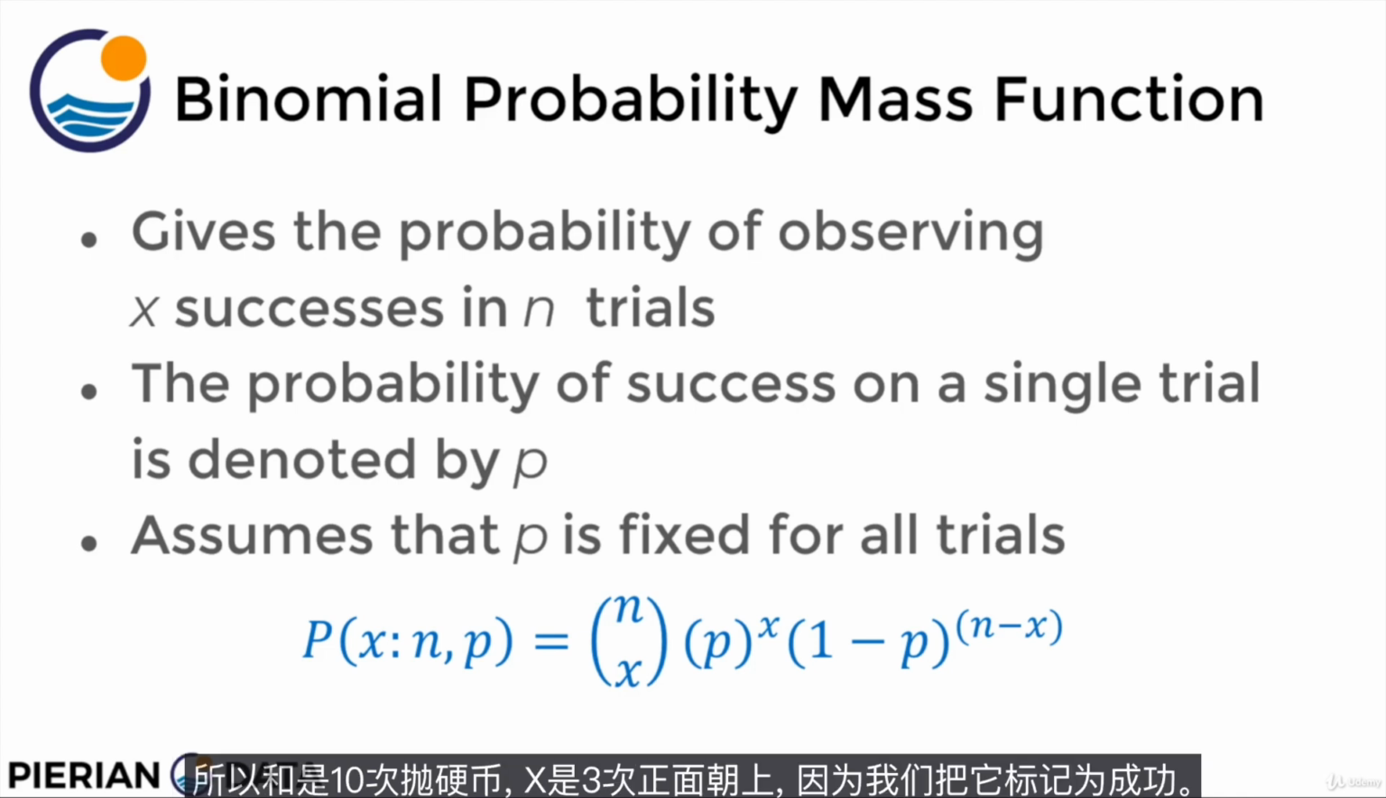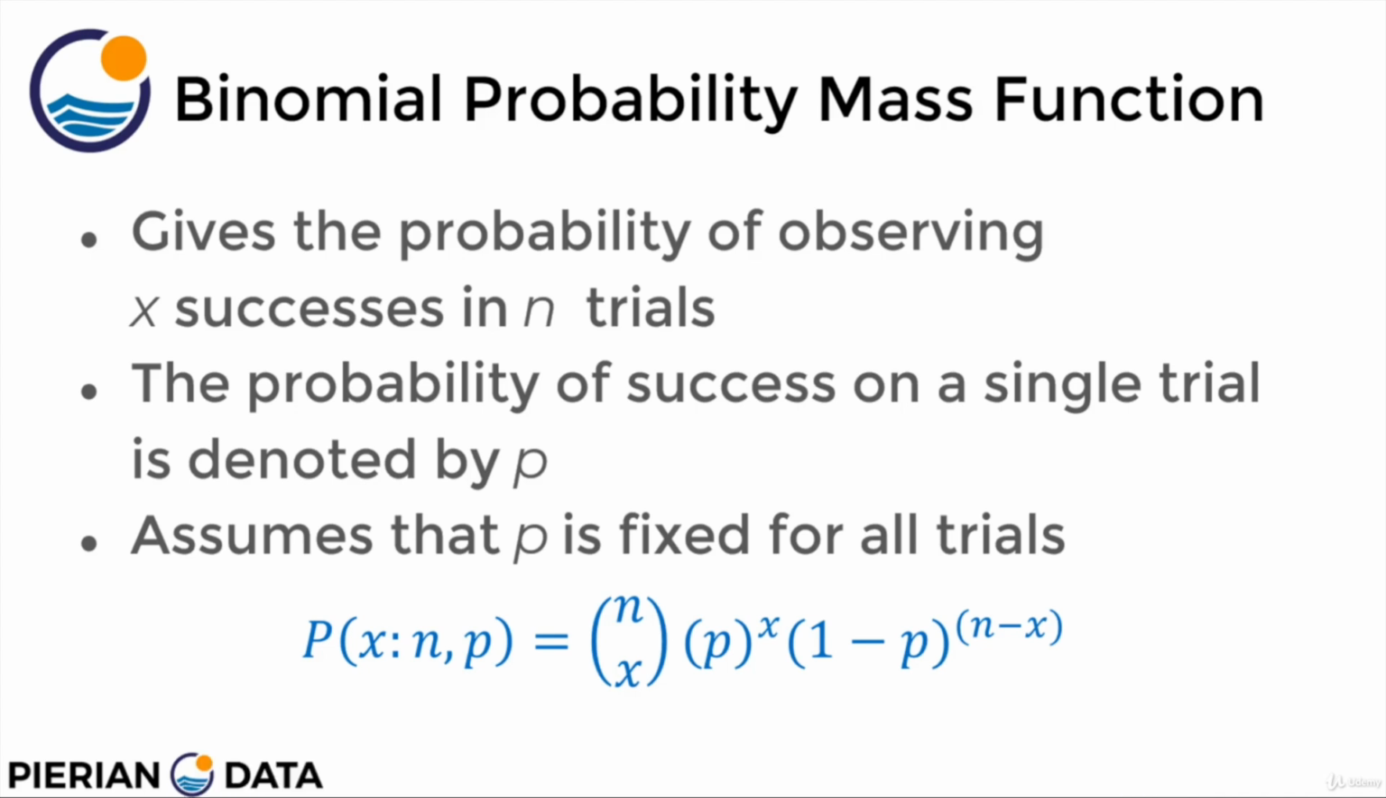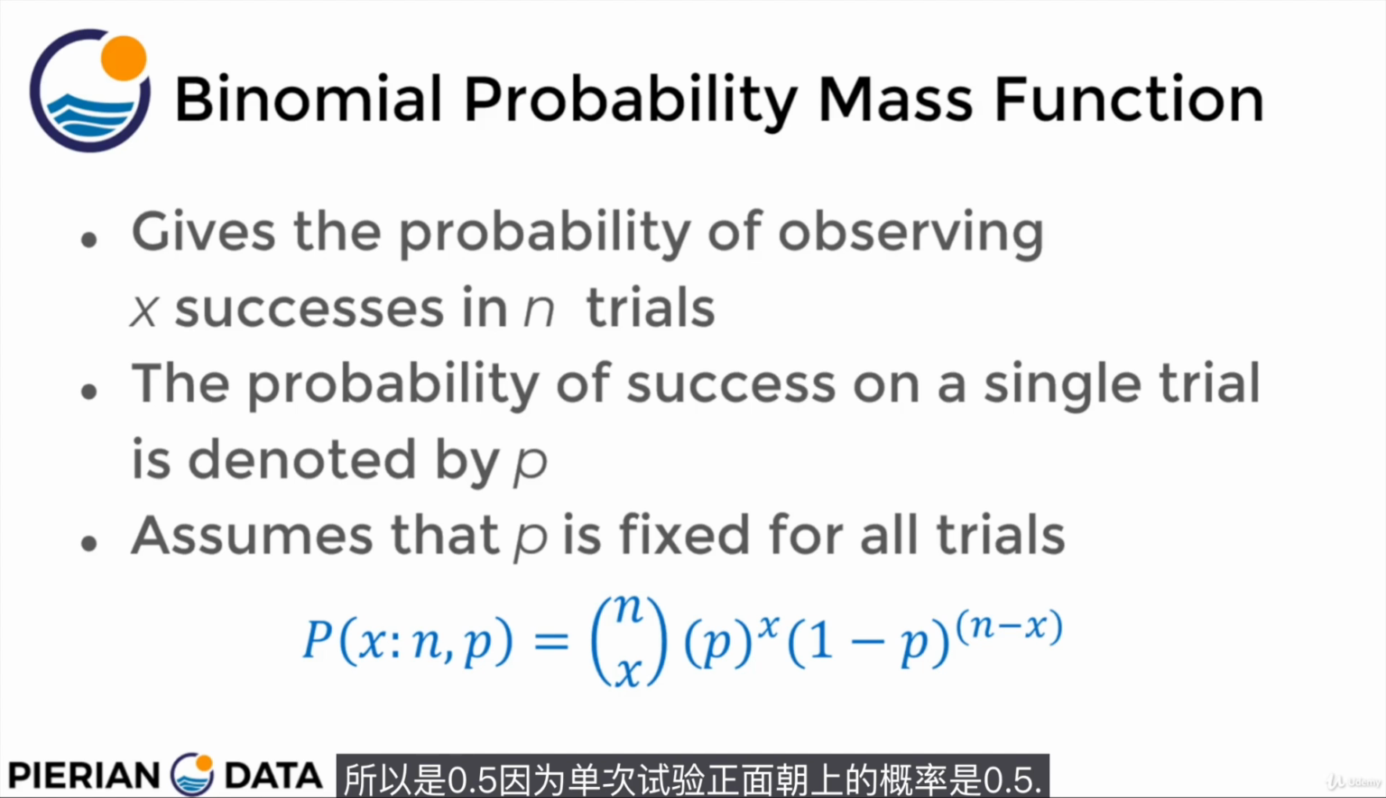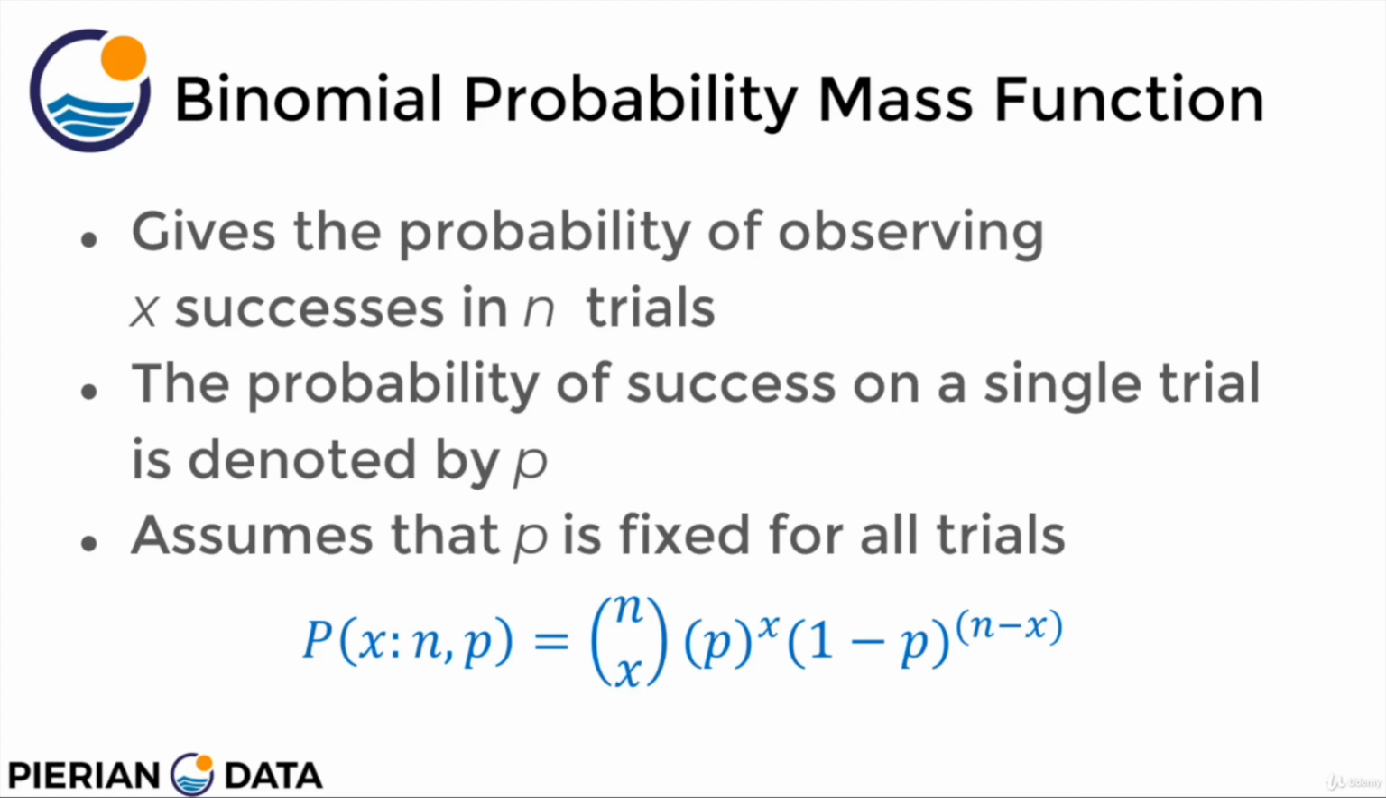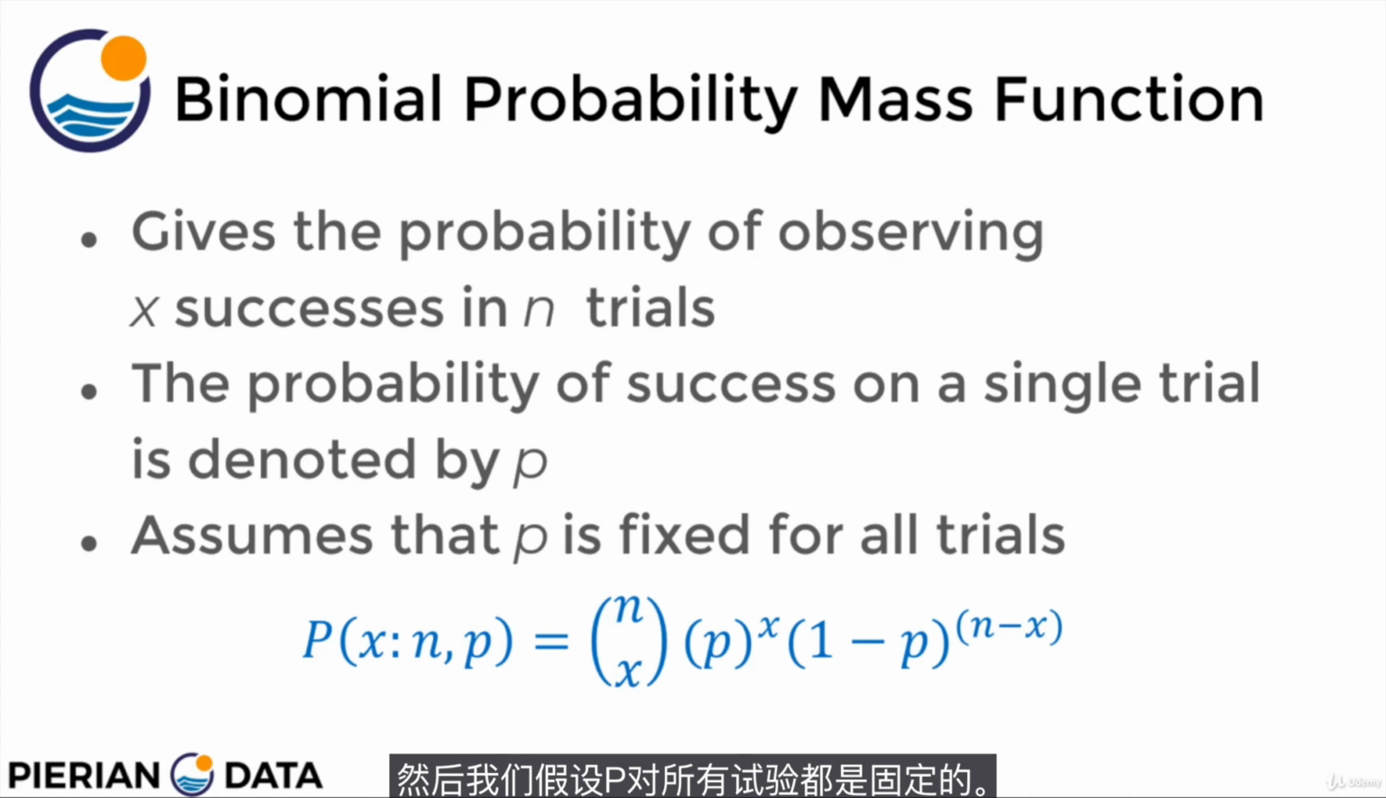So N would be 10 coin flips, X would be 3 heads because we labeled that as success. Then the probability of success on a single trial is denoted by P. So that would be 0.5 because the probability of flipping heads on a single trial is 0.5. And then we assume that P is fixed for all trials. So it doesn't matter how many times I flip that coin, that P is equal to 0.5 isn't going to change.